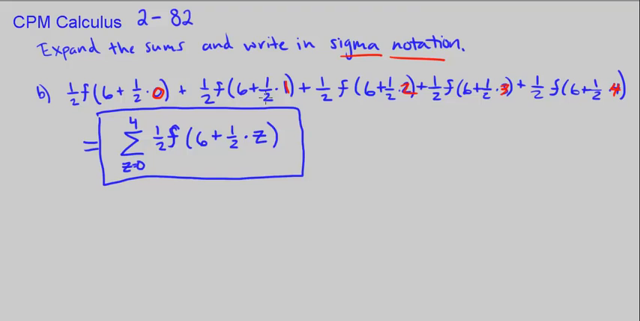So we just look at all of the terms and find some type of pattern, whatever is repeating itself and whatever is going to increase each time. Okay, so this ends CPM Calculus Chapter 2, number 82.